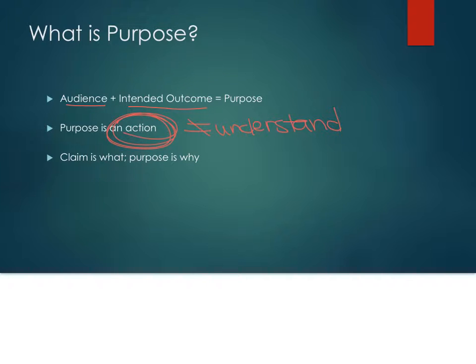The claim is what we usually talk about in our own writing and what we've been talking about in the literature that we've looked at so far. Claim is the what it says, purpose is why. There's another way for you to think about it.